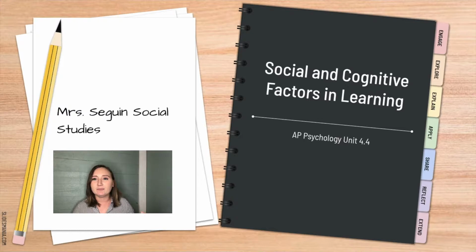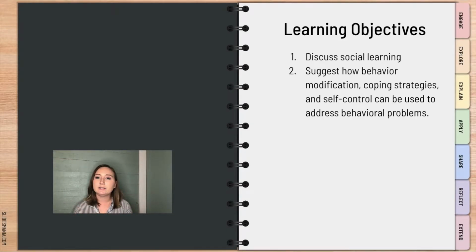Today we are in AP Psychology Unit 4, Lesson 4, where we talk about social and cognitive factors in learning. Up to this point, we have been talking about classical and operant conditioning in depth, big parts of that being behaviorist, of course. But how does our behavior, that observable behavior that the behaviorists loved so much, how do we fit social factors and cognitive factors in with it?